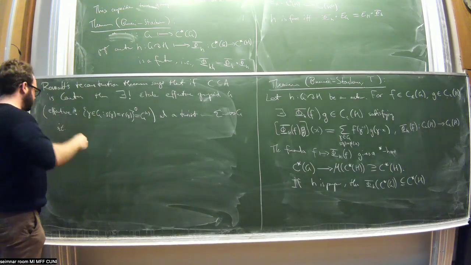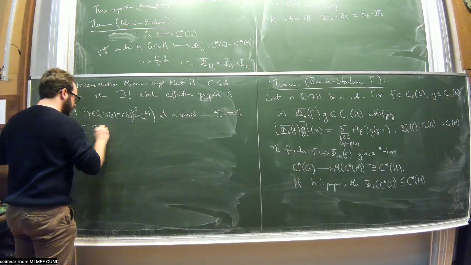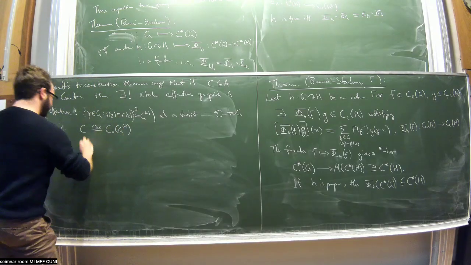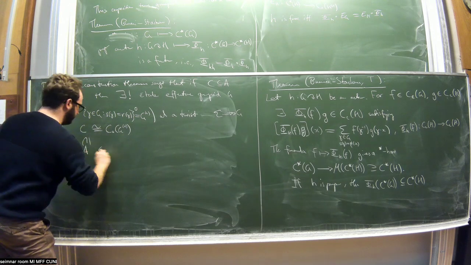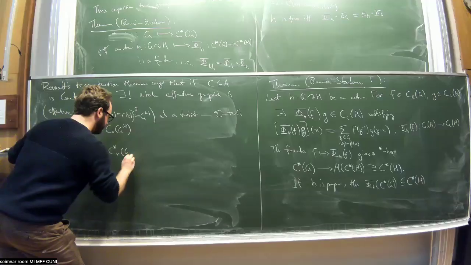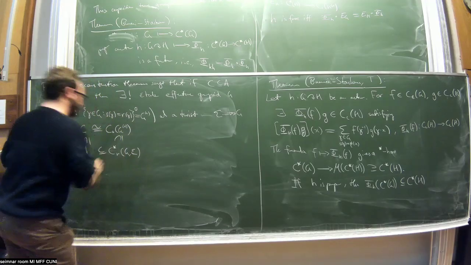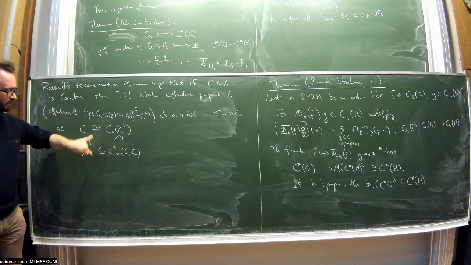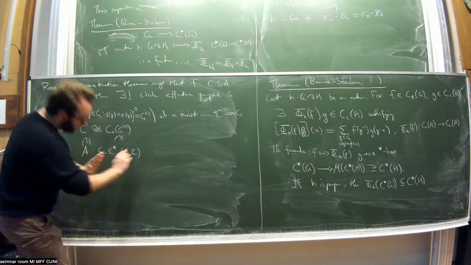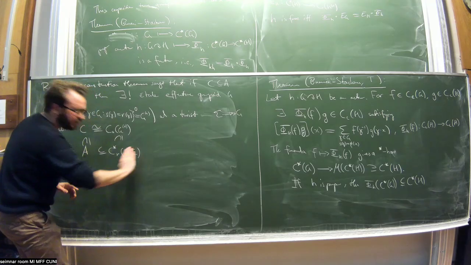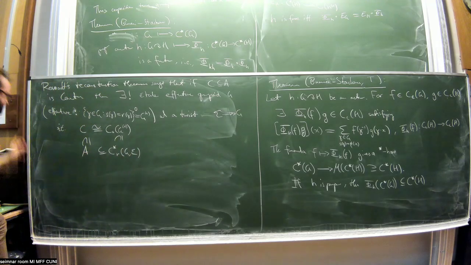So what's the reconstruction theorem? It says that if you have a Cartan subalgebra, then your Cartan pair actually takes the form of looking like a twisted groupoid C-star algebra, but if you forget about the twist part, it's like a groupoid C-star algebra.